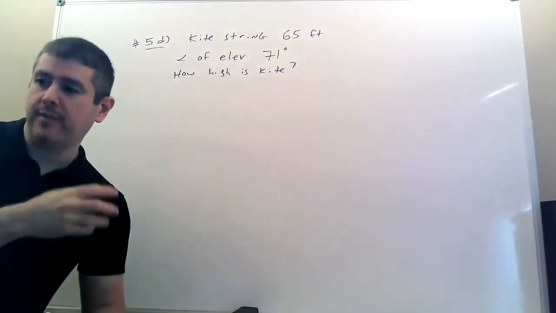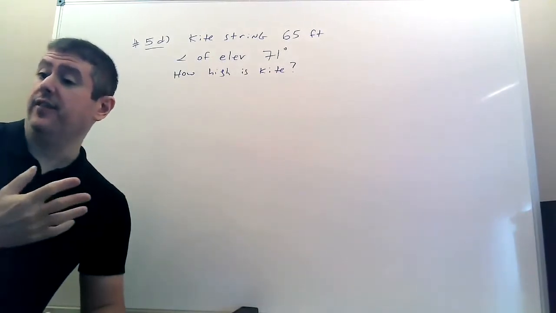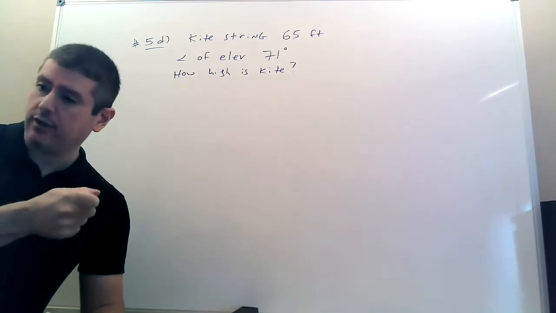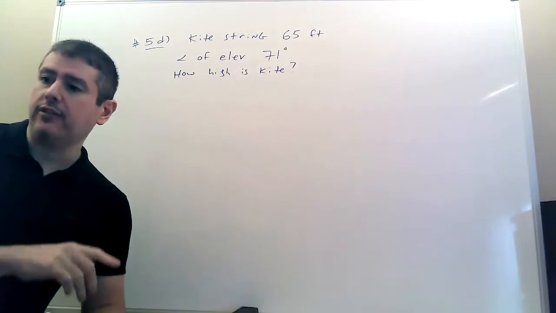Okay, the word problem. I didn't write the whole word problem. This was a pain. You're flying a kite using 65 feet of string. So that's your diagonal, right? A kite doesn't go straight up in the sky. Go fly a kite and you'll see. All right, it's always diagonal.